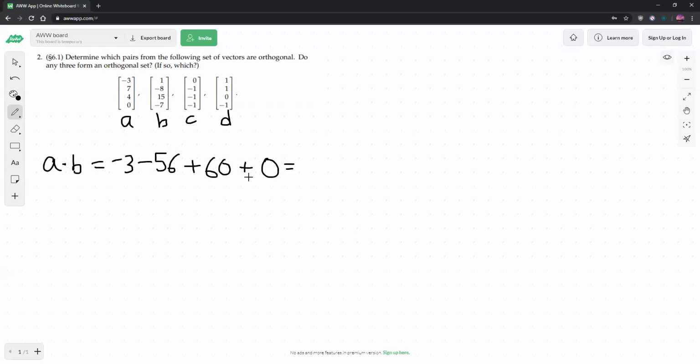If you go through and do the calculations for this, 60 minus 56 is just 4. -3 is going to be 1. So we are left with a 1. And since this is not 0, which is what we're looking for, zeros, then A and B are not orthogonal. Okay, let's look at the other two, I guess.